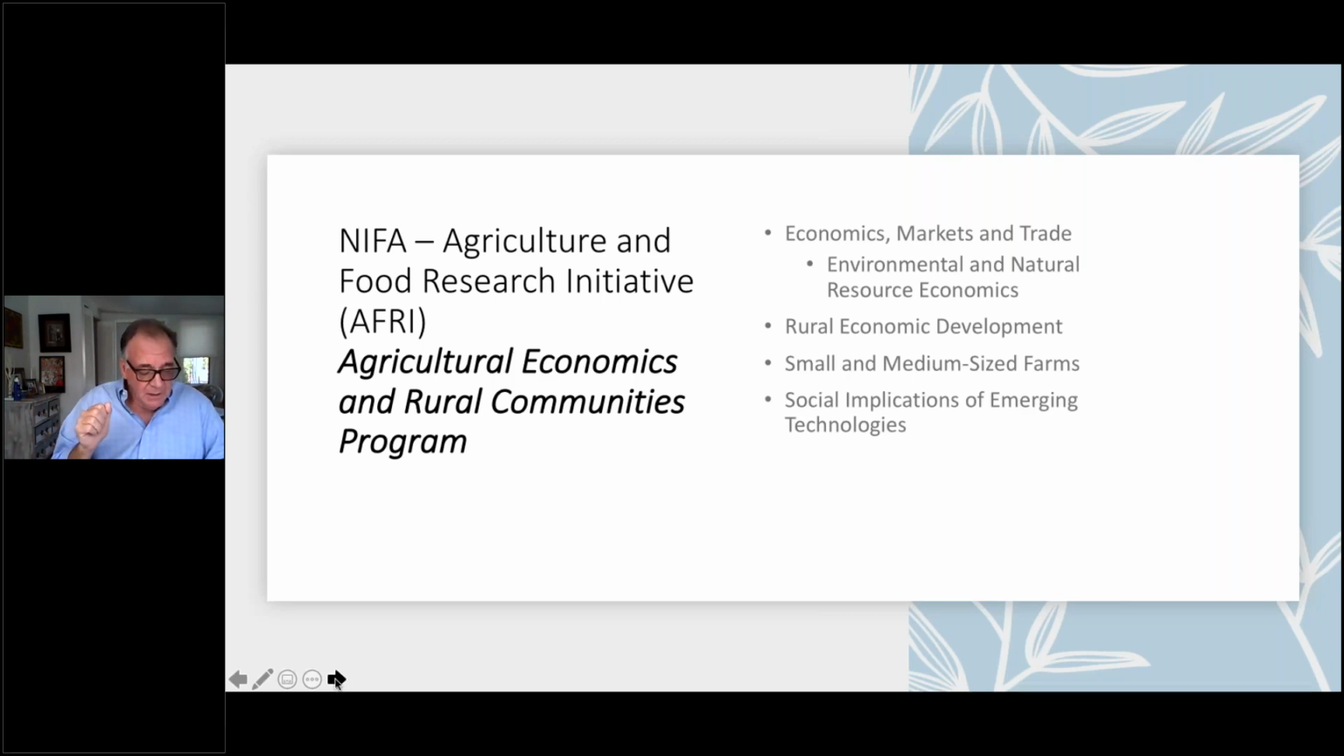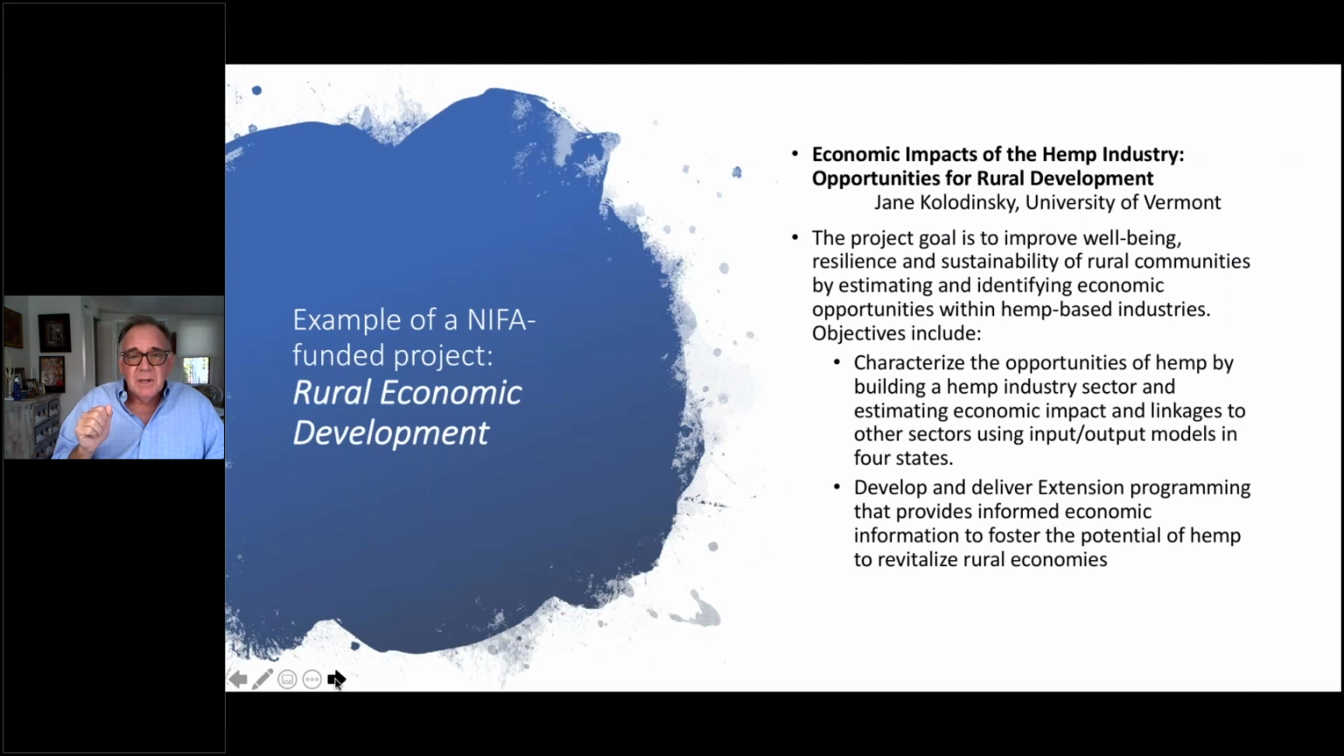Next slide. Let me give you a quick overview of a couple of examples of the types of research under the area of rural economic development. Jane Kolodinsky at the University of Vermont has a project, Economic Impacts of the Hemp Industry: Opportunities for Rural Development. Here she's looking at the opportunities for resilience and sustainability in rural communities, and the role that hemp-based industries can contribute to rural communities.